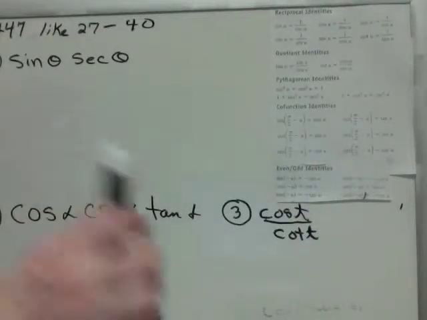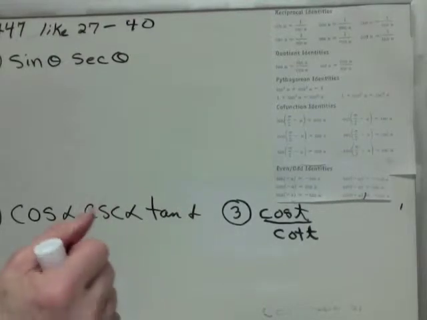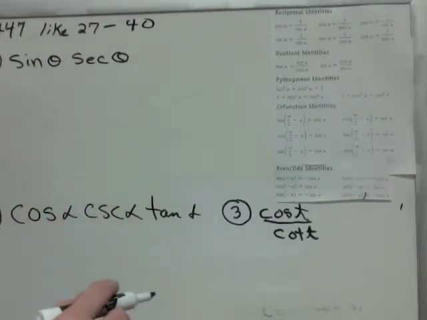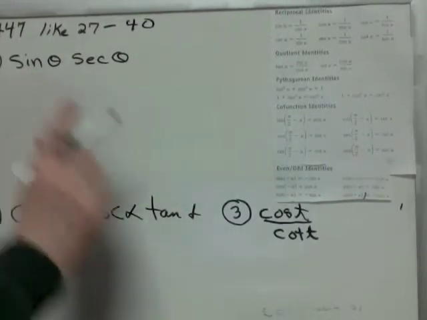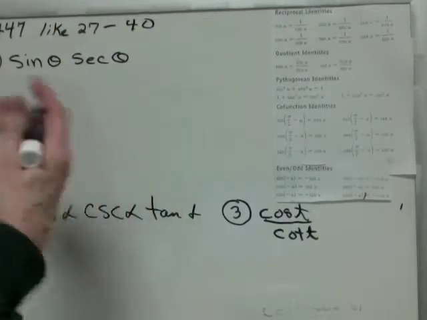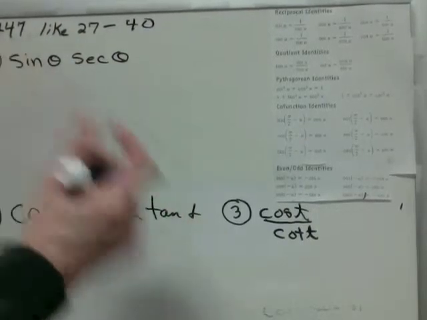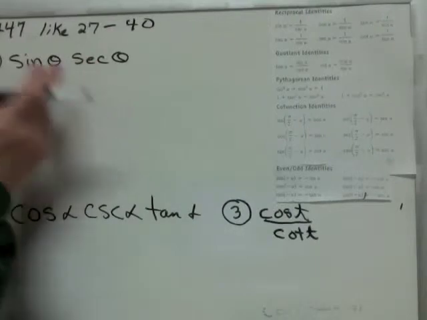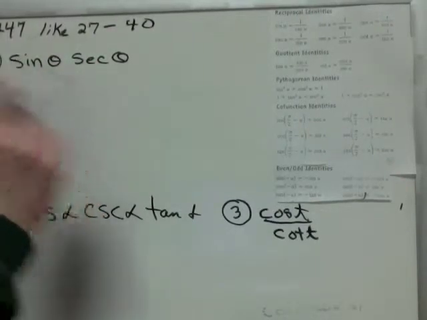Okay, I'm going to show some samples of how to do some simplifying with the trig functions. First problem is sine theta times secant theta. Can I use substitutions to simplify that and make it have less functions in it? So let's look at that.